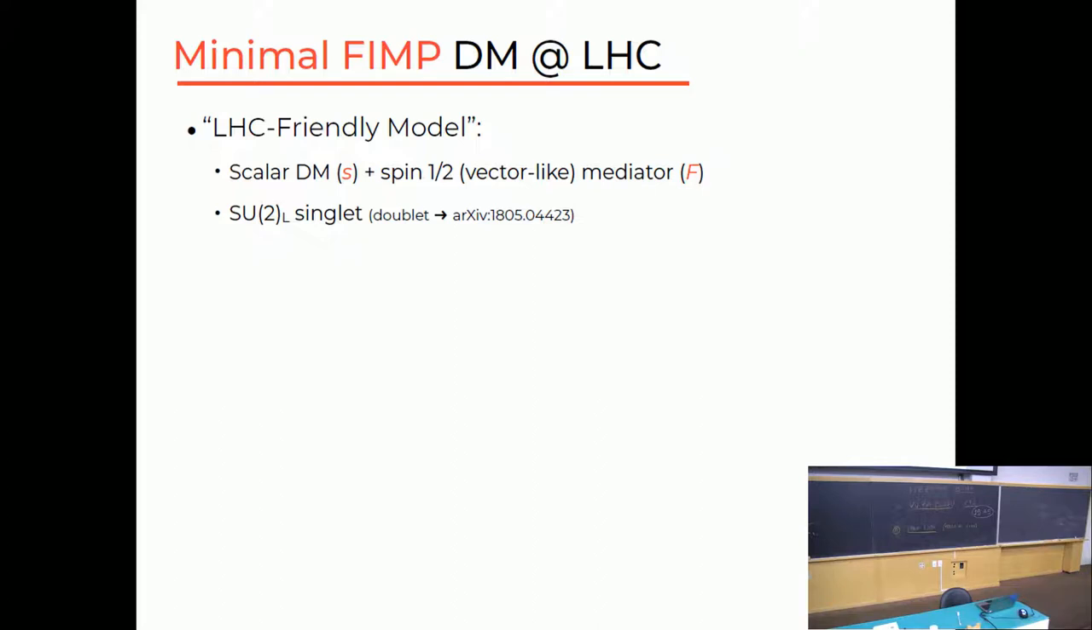So just to be specific, I'll assume a scalar dark matter and a spin 1/2 mediator, a fermion mediator. And I also assume that this fermion mediator is an SU(2) left singlet. Okay. There is another work where they consider a doublet. Here, I just consider the singlet, which is the simplest case. And then we have two options. F can be a lepton-like mediator, so basically a heavy vector-like lepton, or it can have quark-like quantum numbers. So I call this the leptonic model, and this the hadronic model. So effectively, in this case, F works as a heavy lepton, and here as a heavy quark.